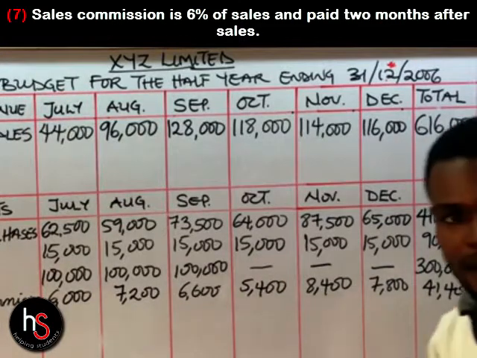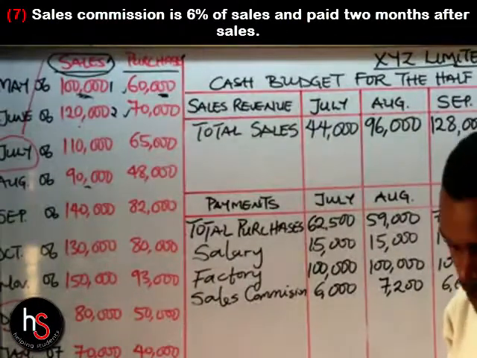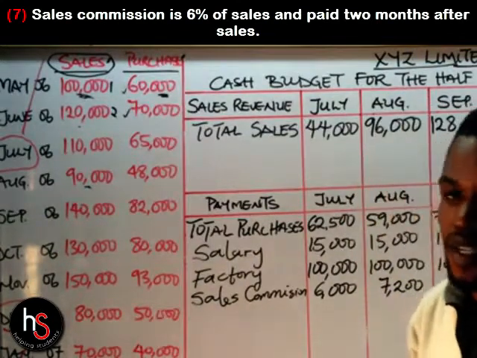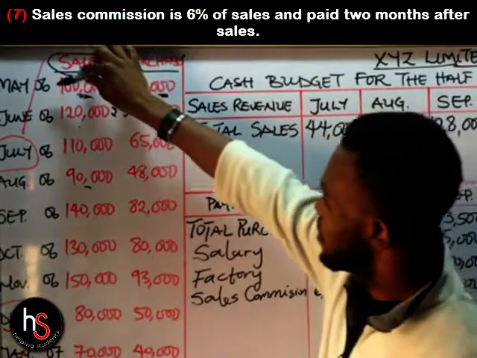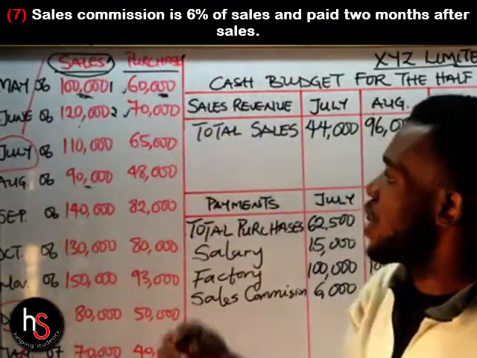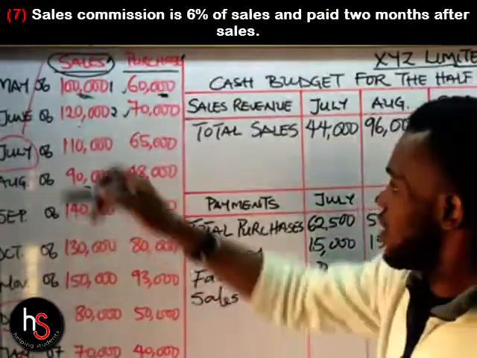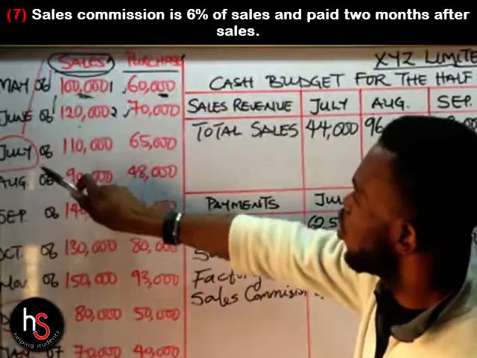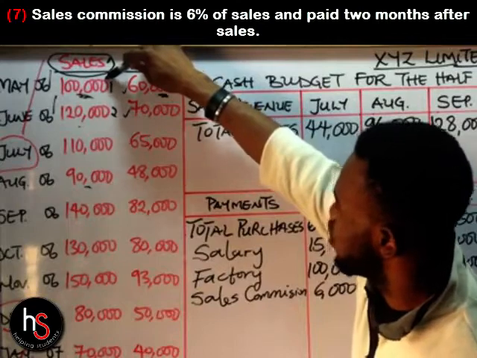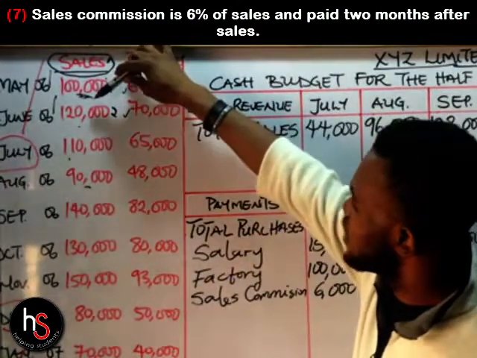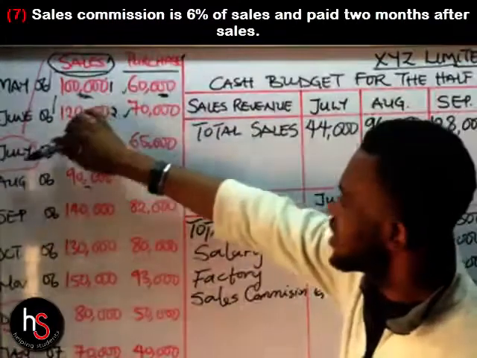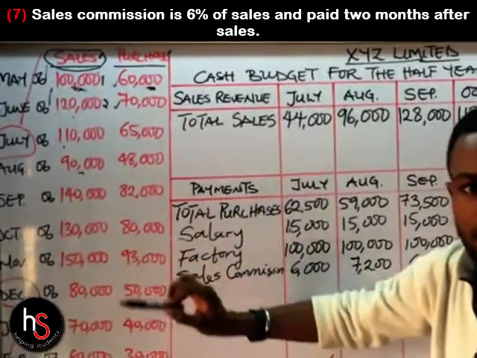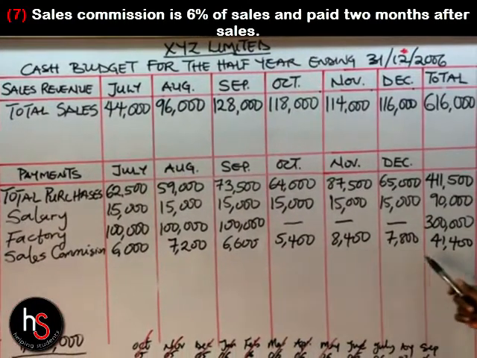Now, the summation of these commission values gives us 41,400. So, let me repeat it one more time. 6% of sales, paid 2 months after sales. Our months from the schedule started from May, and we are told that the payment was made 2 months after. 1 month, 2 months. So the 6% of this 100,000 will be recorded in July. The 6% of June will be recorded in August. The 6% of July will be recorded in September. 6% of August will be just that way. So this is the entry we have here.